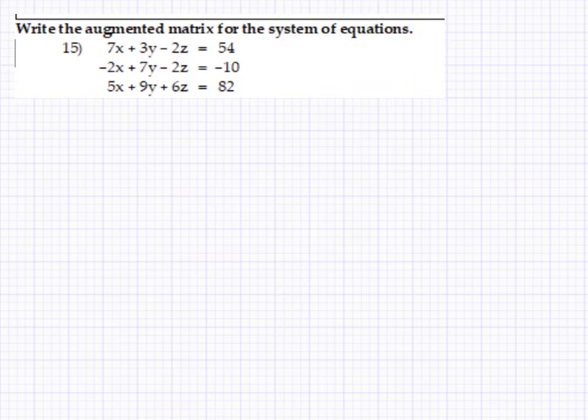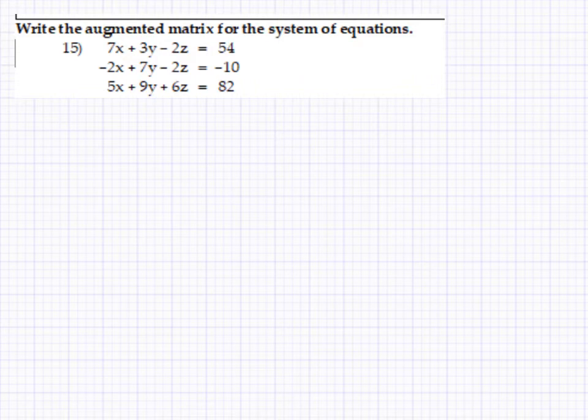Once our systems get a little bit more complicated, matrices are probably the better way to go about solving them. And so this linear system has 3 variables and 3 equations. Now we don't have to solve this one, it just wants us to write the augmented matrix.